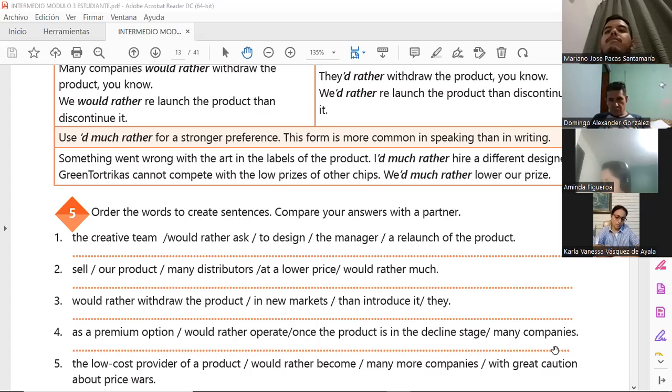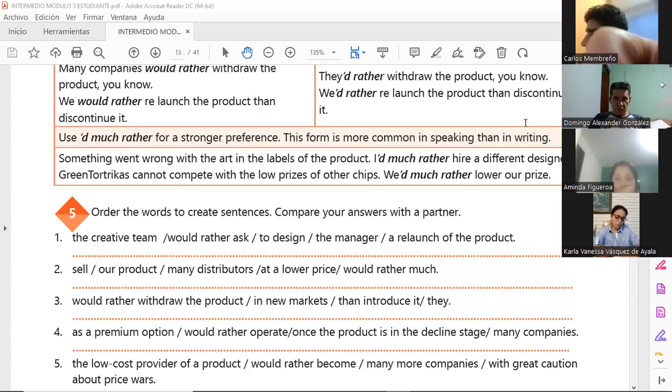one product as a premium option. As a premium option. Once the product. Okay. Many companies would rather operate as a premium option once the product is in the decline stage. Good. The decline stage, correct.